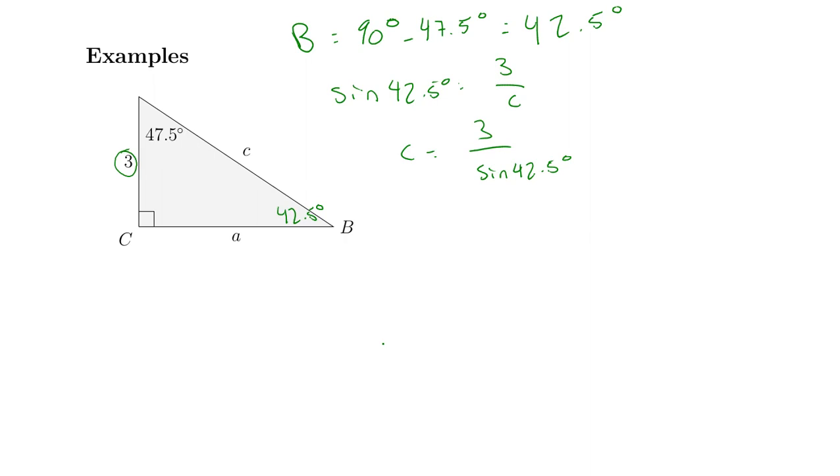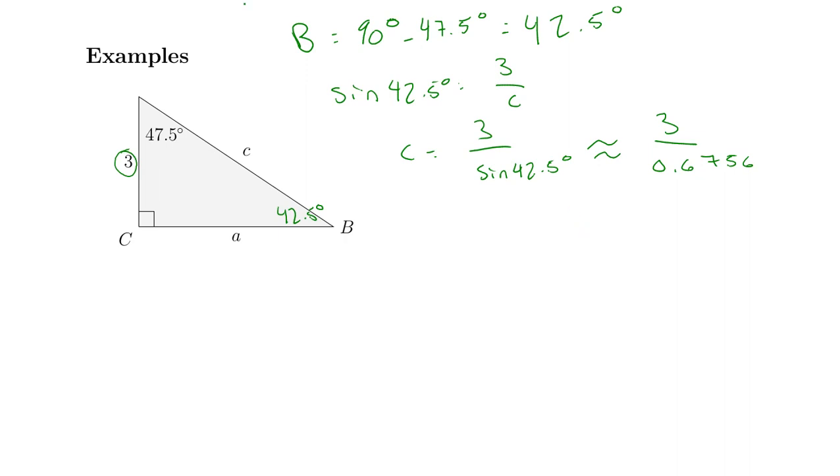But hopefully you've got a calculator nearby. If you don't, go ahead and grab one. I just whipped this up on my calculator here on my computer. Sine of 42.5 is approximately 0.6756. I'll round it off to 4 decimals. It's really like 0.6755902, blah, blah, blah.